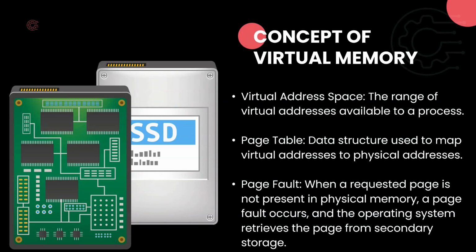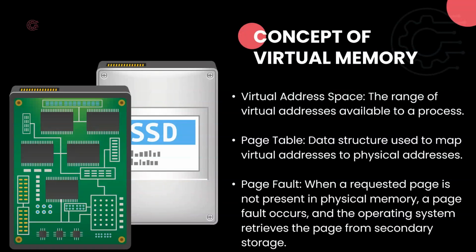When a program running on the computer attempts to access a virtual address, the MMU consults the page table to determine the corresponding physical address where the data is actually stored. If the corresponding physical page is not currently in memory, this is known as a page fault.